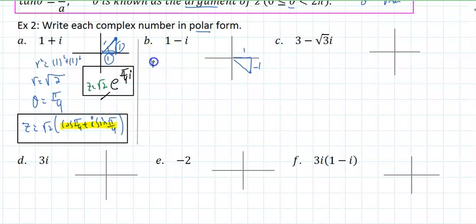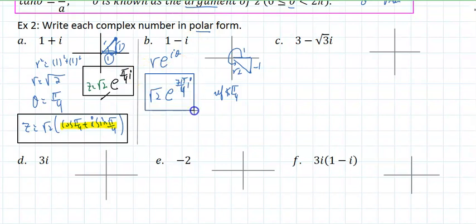So I'm going to think of this as r e to the i theta. R is radical 2, I know that, so it's radical 2 e. I know the reference angle is pi over 4. What's pi over 4? Again, remember, you want positive rotation. Isn't that 7 pi over 4 i? And that would be my answer, and I'm done.